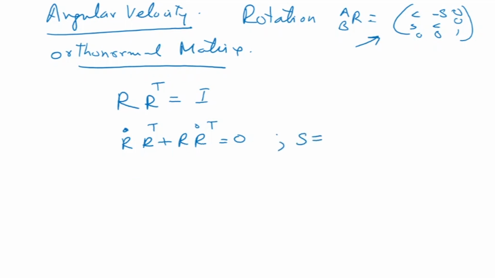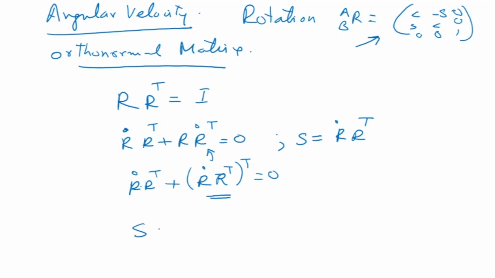So from here, if I define S is equal to R dot into R transpose, then I can write this as R dot into R transpose plus R dot into R transpose, the whole thing transposed, is equal to 0. So I'm writing this as S plus S raised to T is equal to 0. So what we see is that S is a skew-symmetric matrix.